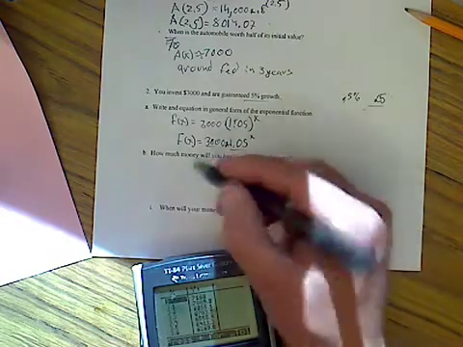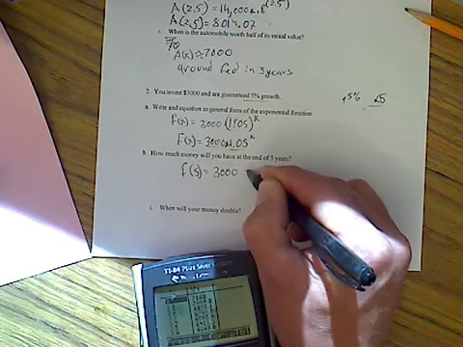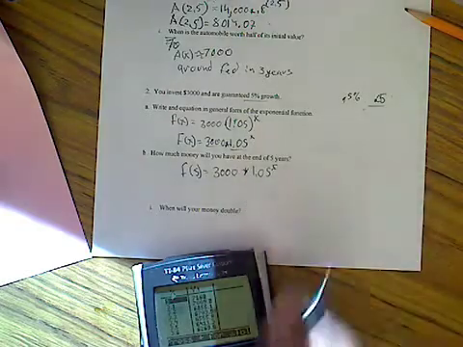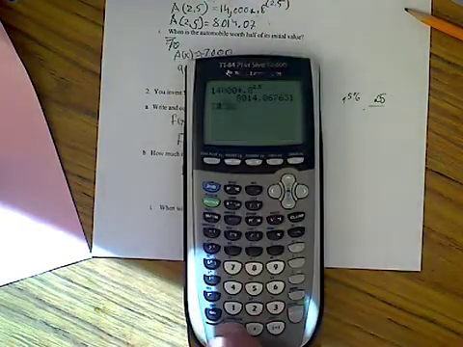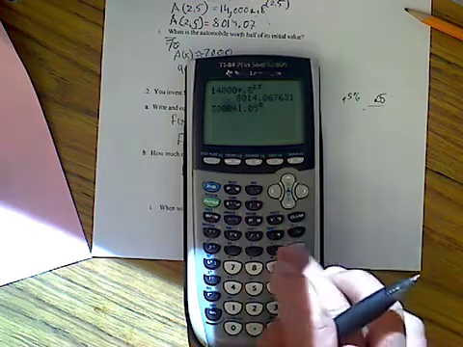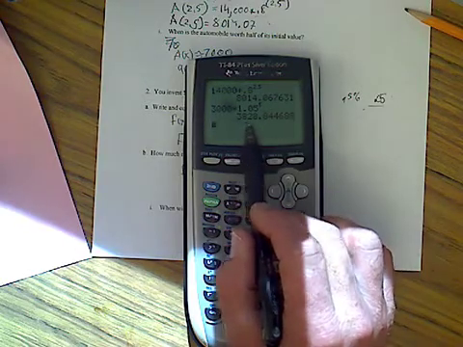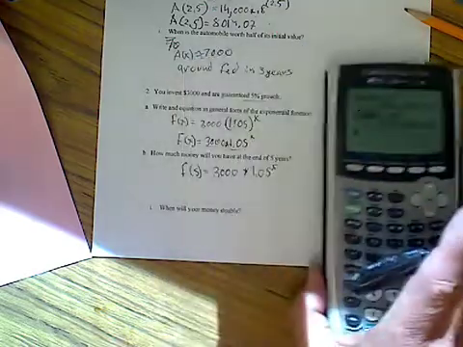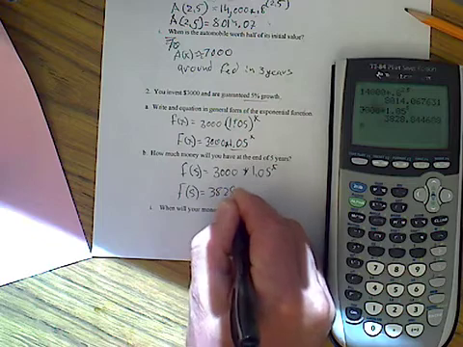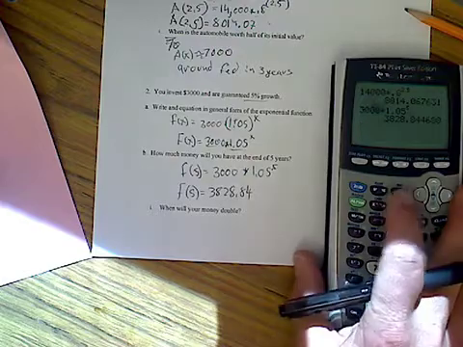How much money will you have at the end of 5 years? So I'm going to say f of 5 equals 3,000 times 1.05 to the 5th. I'll put that in my calculator once again: 3,000 times 1.05 to the 5th. And so after 5 years, I will have about 3,800. I will have that much money. So f of 5 equals 3828.84. Okay.